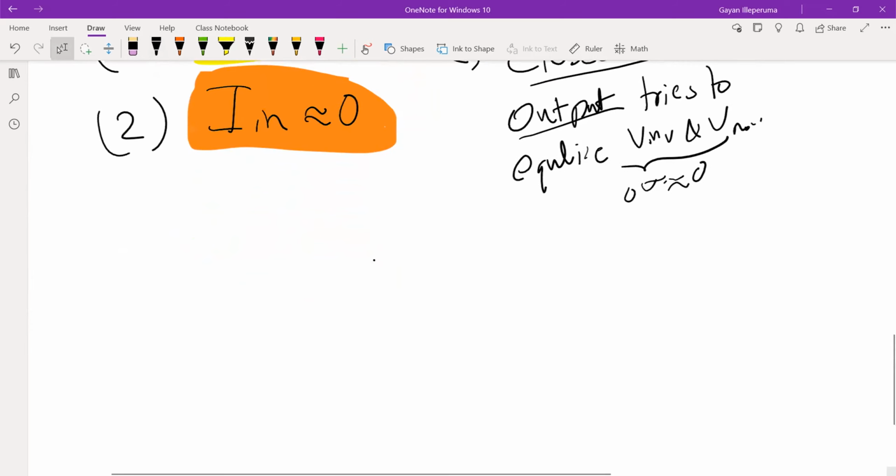Now we have learned the two golden rules. Now I'm going to introduce you to another term. Open loop gain. What is this?